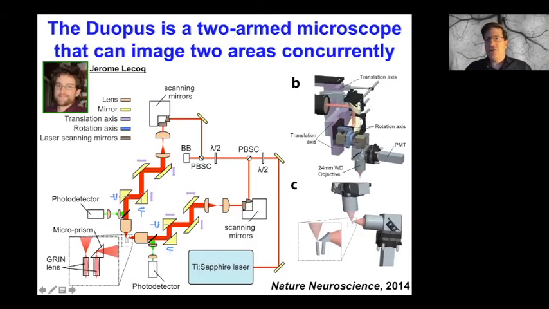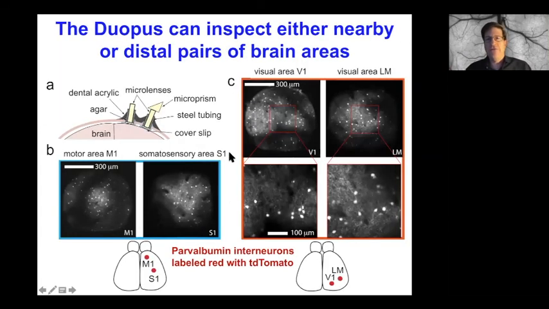We can also do this using two-photon microscopy. This is a double-armed two-photon microscope that Jerome built. I won't go through all the details, but simply to say that each arm terminates in a microlens that can be mechanically moved and targeted to a brain area of your choice. And so one can target brain areas that might be nearby, for example, two different visual cortical areas in the mouse, or further apart. Here's a motor area and a somatosensory area that we imaged simultaneously.